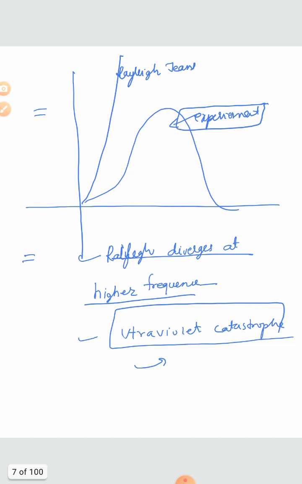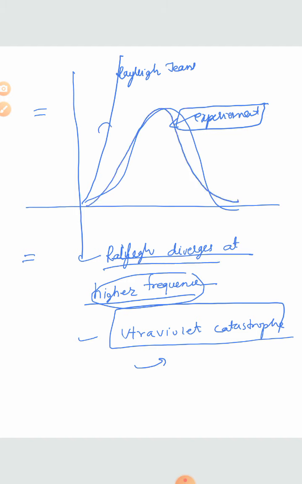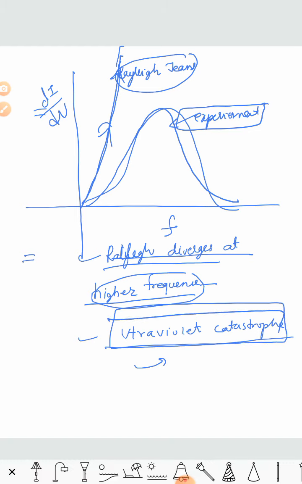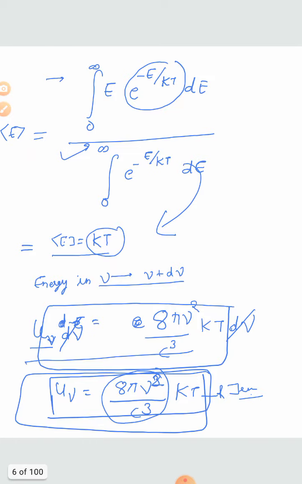This means for higher frequency it did not work, and Wien's law for lower frequency did not work. Ideally the curve should be like that, but in Rayleigh-Jeans' case, we were getting an infinite value of the energy density, with frequency on this axis. So the ultraviolet catastrophe was found in the Rayleigh-Jeans equation, that was 8 pi nu square by c cube into kT.